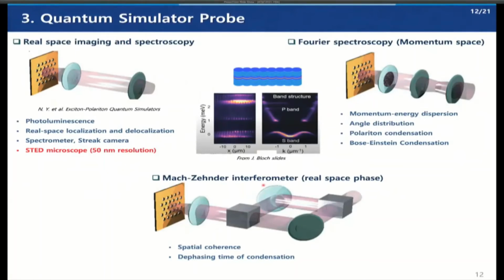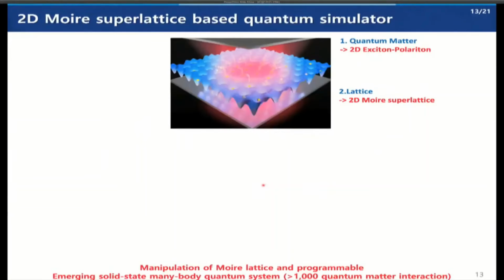And then Manon's group also has this kind of spectroscopy setup. So our ultimate goal is making the 2D Moire lattice with the quantum simulator. We will use 2D exciton polaritons, and for the lattice we will use the Moire lattice.